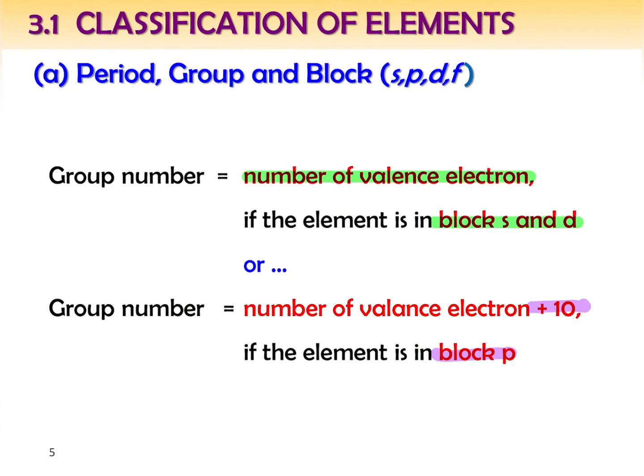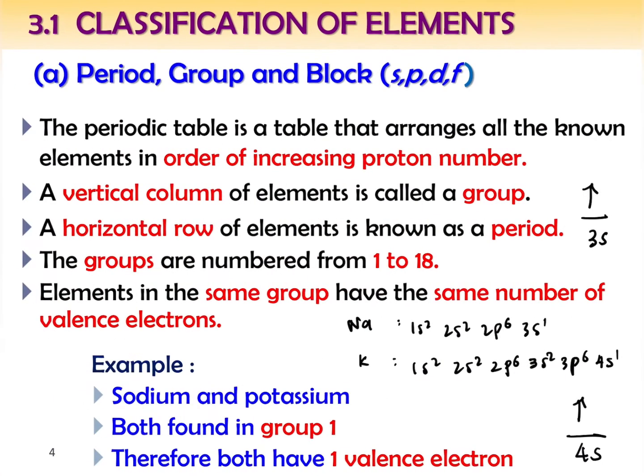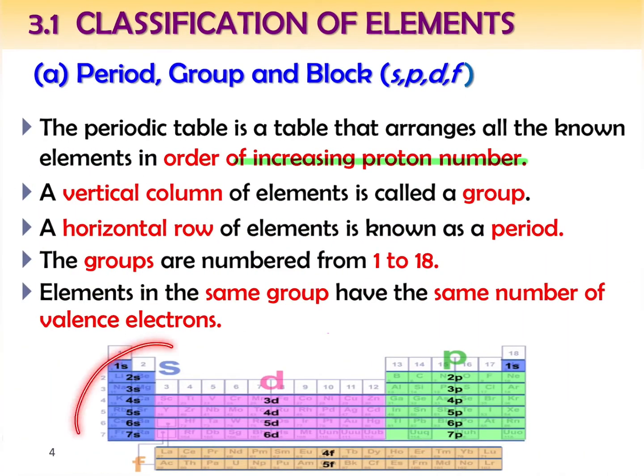Okay, so next, group number untuk elemen dalam blok S dan blok D, kita boleh ambil directly from the number of valence electron. Macam ni lah. Valence electronnya ada 1. So, directly kita kata dia adalah group 1. Okay, tapi hanya untuk elements dalam blok S dan blok D sahaja.